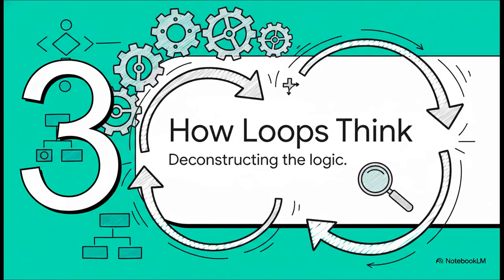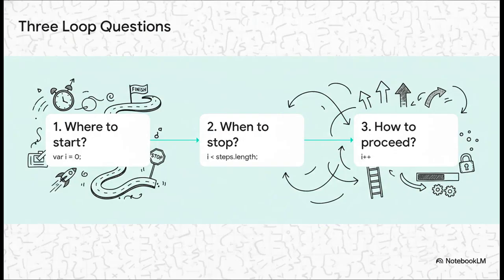So how in the world does that little piece of code manage to be so smart? Well, it's not actually magic. It's just a very clear, repeatable logic that it follows every single time. Let's break it down. You know, what's really cool is that pretty much any loop in any programming language you can think of is really just answering these 3 basic questions. 1, where do I begin? 2, when should I stop? And 3, how do I get from one step to the next?